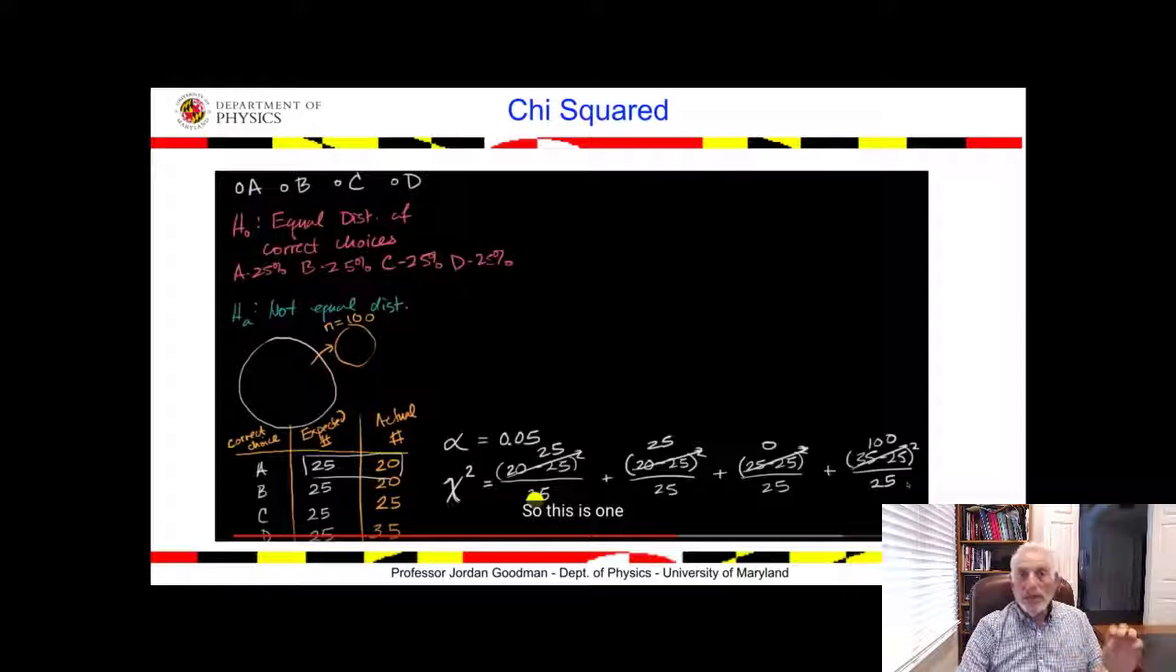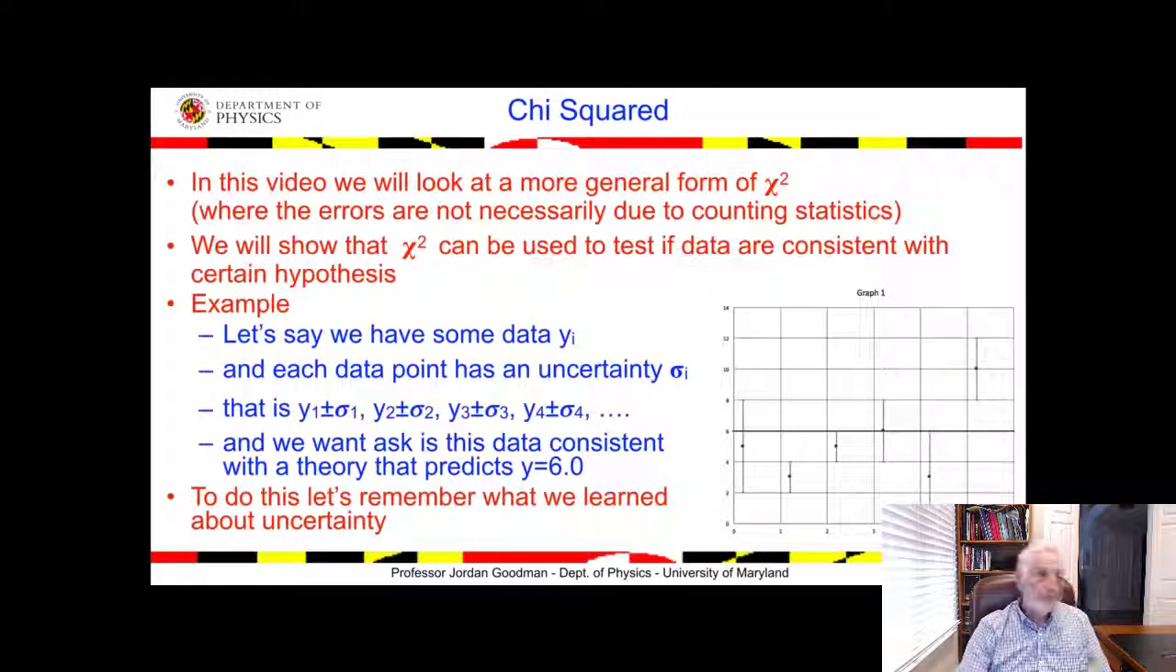Now we're going to do something a little bit more general than that. In this video, we're going to look at a form of chi-squared where the errors are not necessarily due to the counting statistics. We will show that the chi-squared test can be used to test if data are consistent with a certain hypothesis when, for example, they have their own error bars.